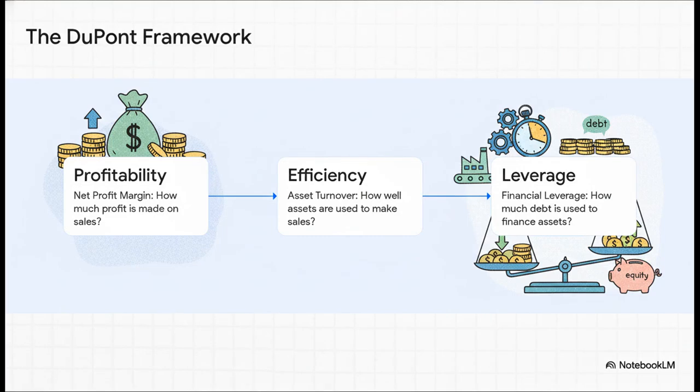So the magic of DuPont is that it shows us that ROE is really driven by three distinct levers a company can pull. First, there's profitability, how much profit you squeeze out of your sales. Second is efficiency, how well you use all your stuff, your assets, to generate those sales. And third is leverage, how much debt you're using to pay for all that stuff.